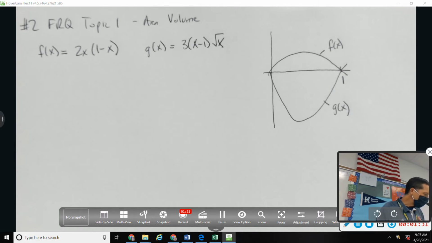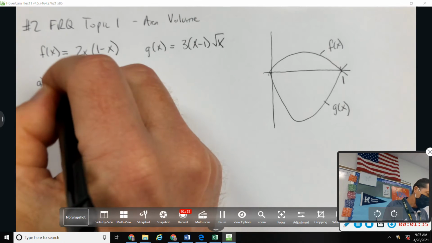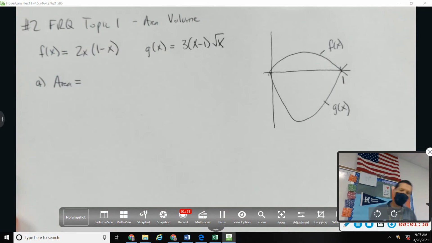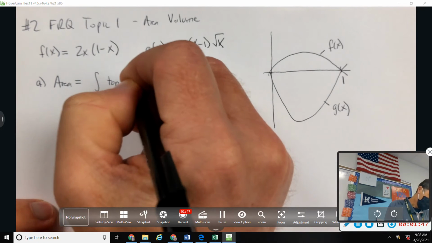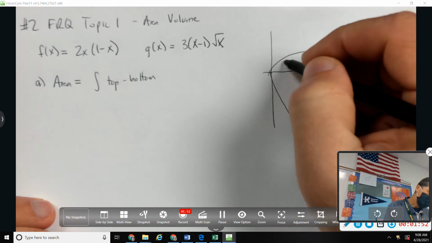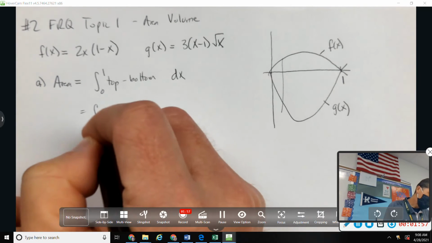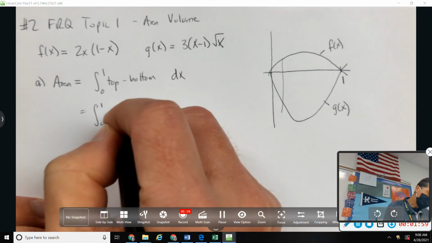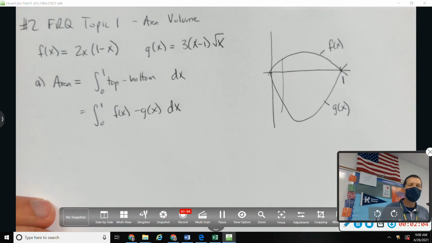Find the area of the shaded region enclosed by the graphs of f and g. Well, that's about as easy as a question as you can get, especially with the calculator. So the area would be top minus bottom, dx, so we'll go 0 to 1. So 0 to 1 of f of x minus g of x dx. So that's showing my work.